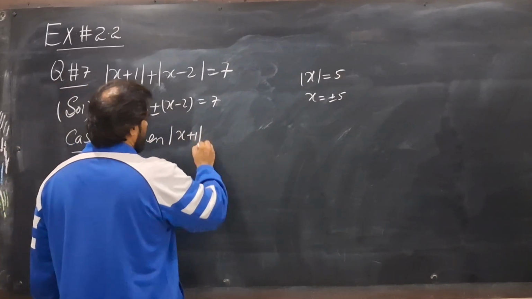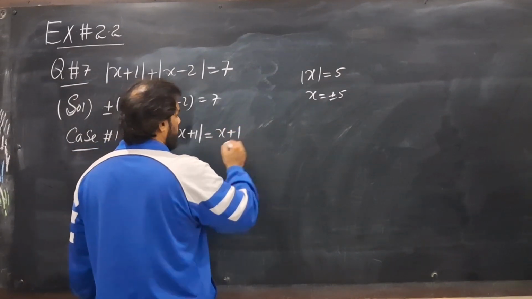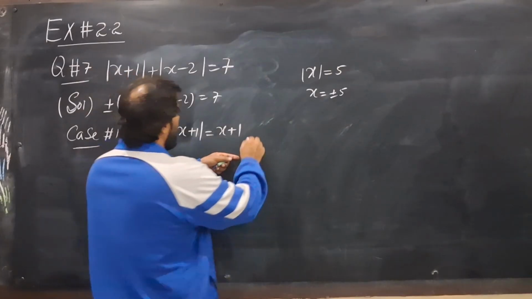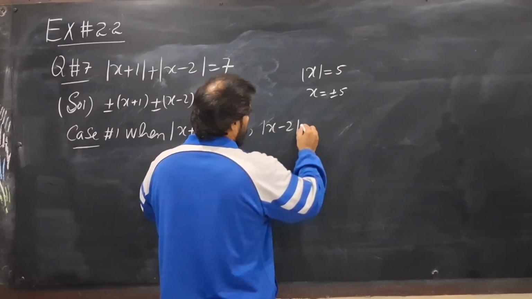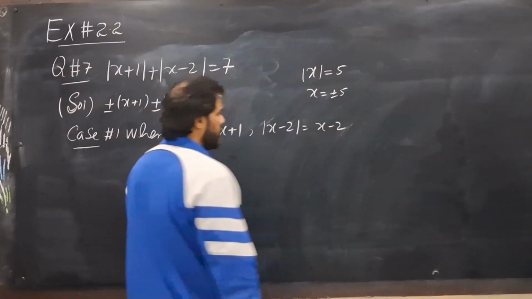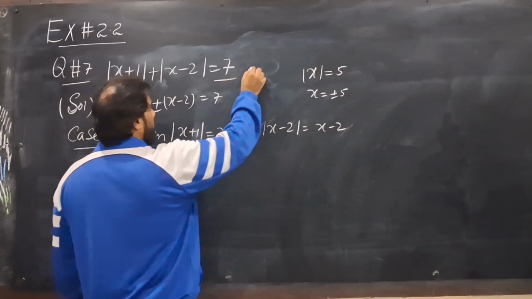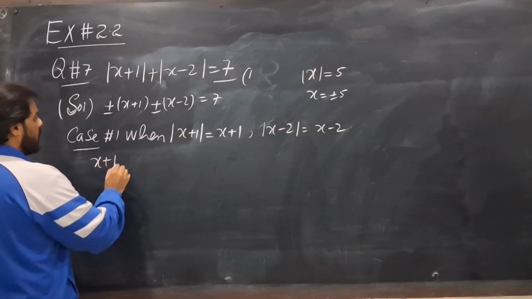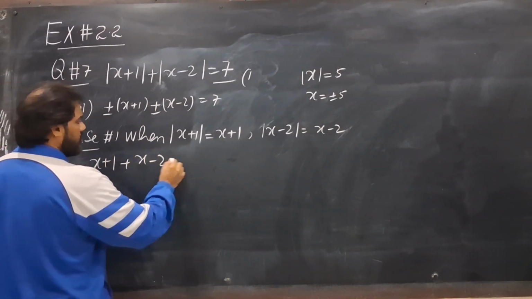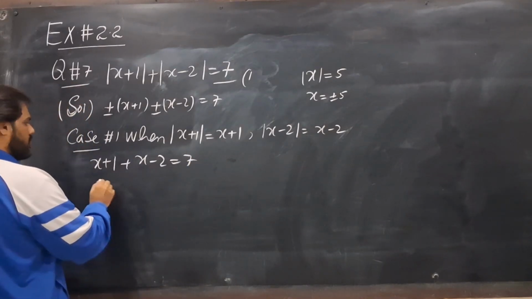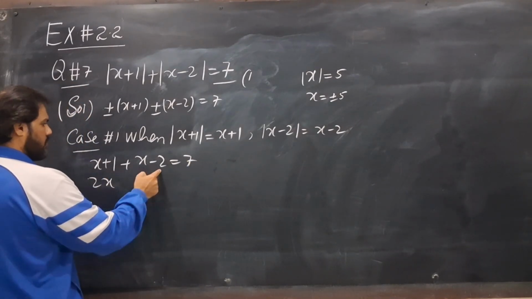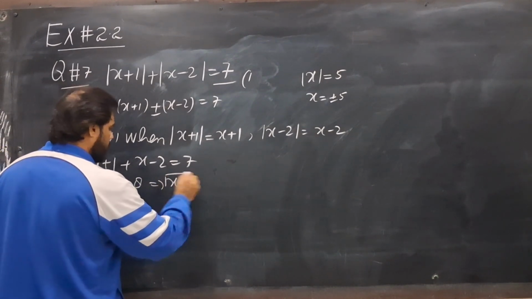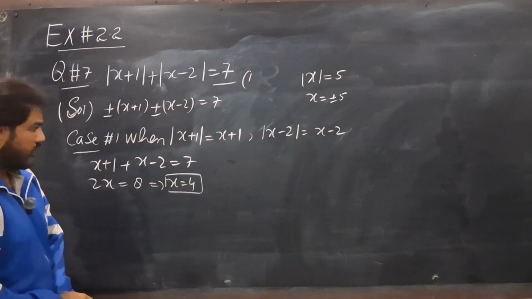When x plus 1 is positive, that is, its absolute value is positive x plus 1, and similarly the absolute value of x minus 2 is also positive. So in this case, the equation becomes x plus 1 plus x minus 2 is equal to 7. So this gives 2x minus 1 equals 8, and x is equal to 4. So this case gives the solution x is equal to 4.